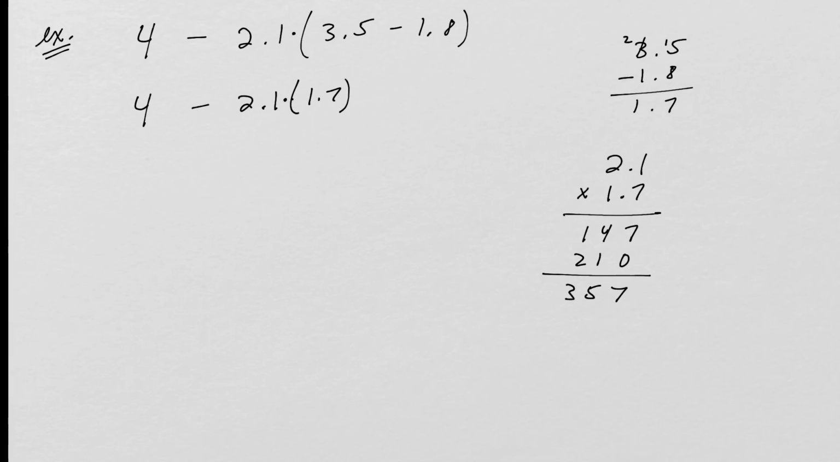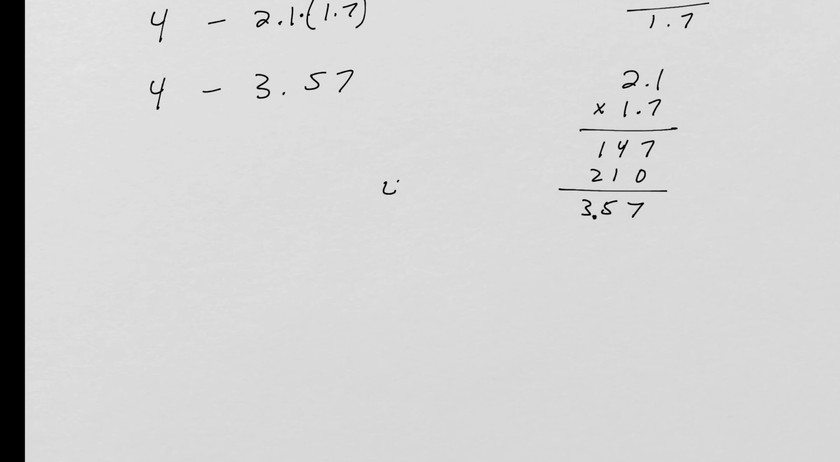And now I have to count the total number of decimal places in the factors, which is 2. So my answer has to have 2 decimal places. So start at the right and move over 2. So that's going to be 3.57. So now this becomes 4 minus 3.57. Now all I have left is that subtraction.